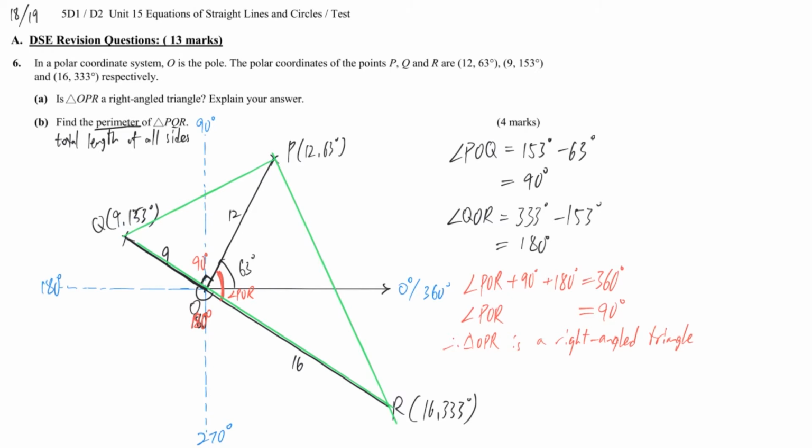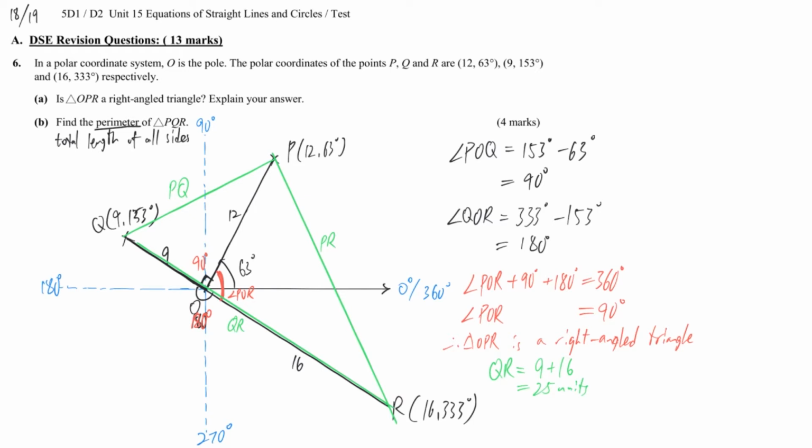To do so, we need a few lengths. We need to get the length of PQ, the length of QR, and the length of PR. The easiest one is QR because 9 and 16 form a straight line. So QR, the first section is 9 while the second section is 16. We just simply add them together. 9 plus 16 is equal to 25 units.